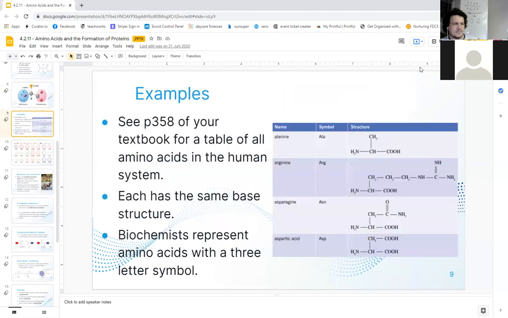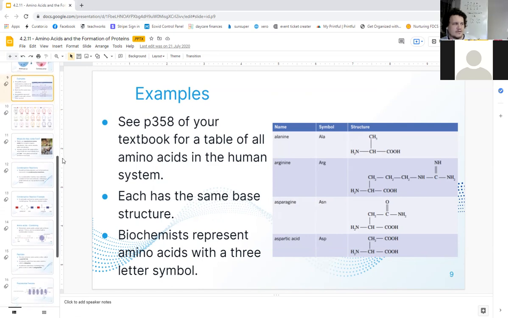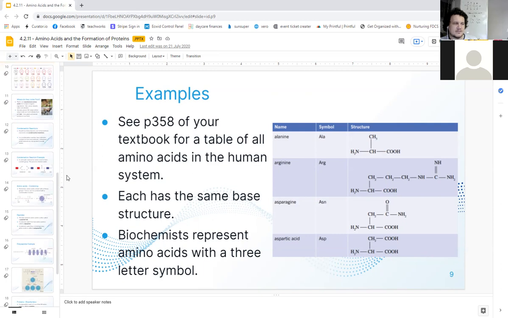So here are the amino acids. You can see they start off as simple as alanine with just a methyl group attached. Then you've got arginine, whatever you want to call it. You've got asparagine, aspartic acid. It's got another carboxylic acid group attached. So they are represented by the 3-letter symbols. They all have the same base structure.